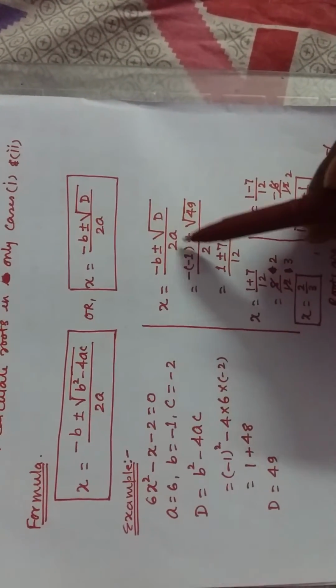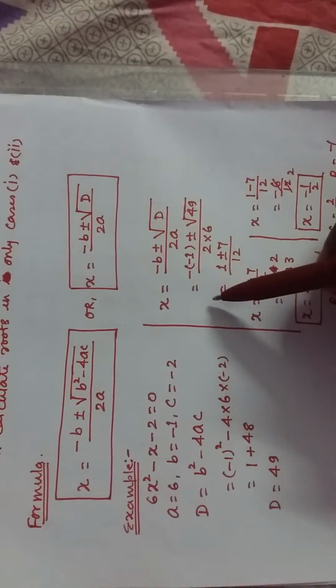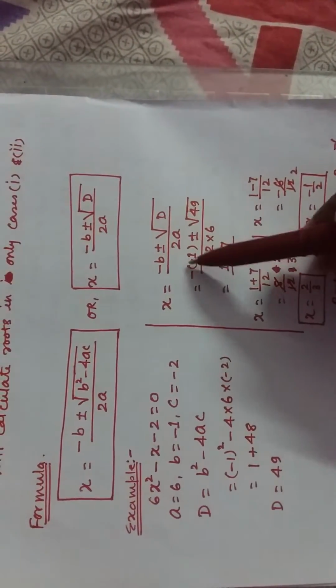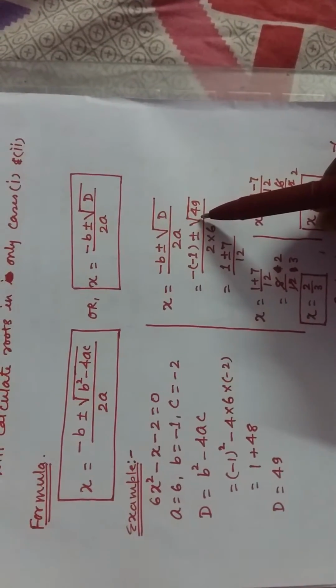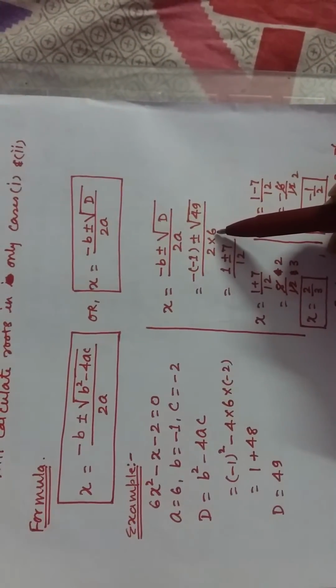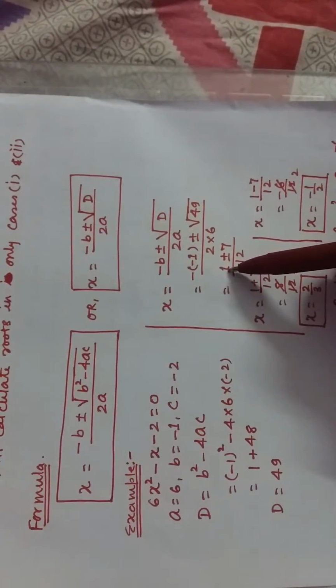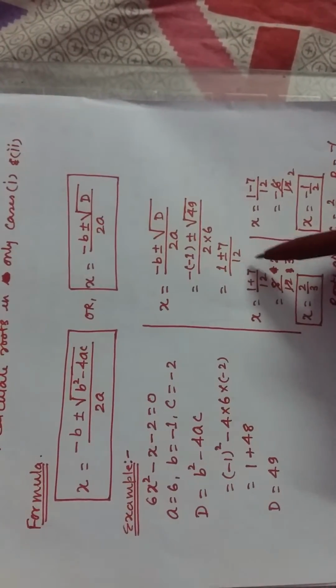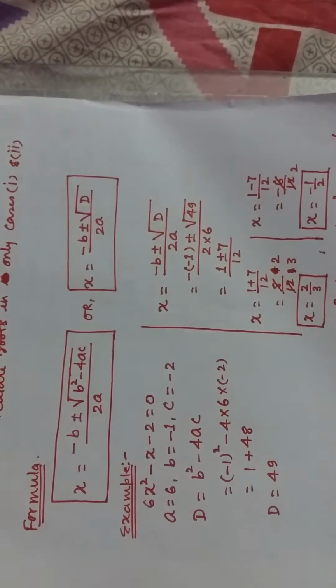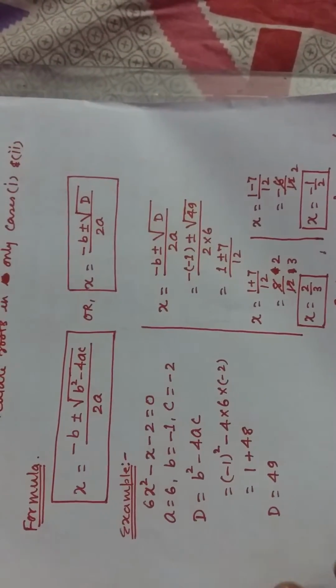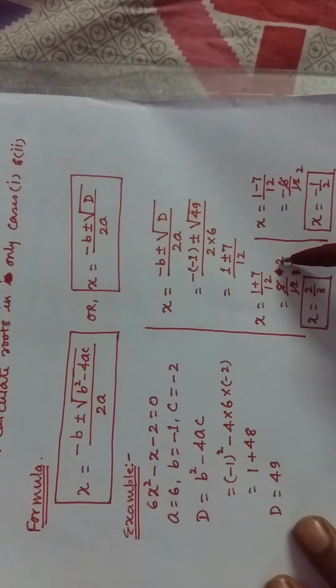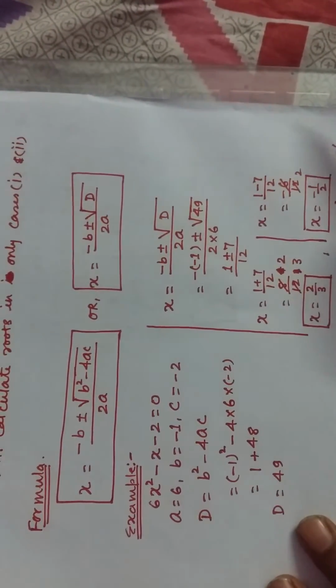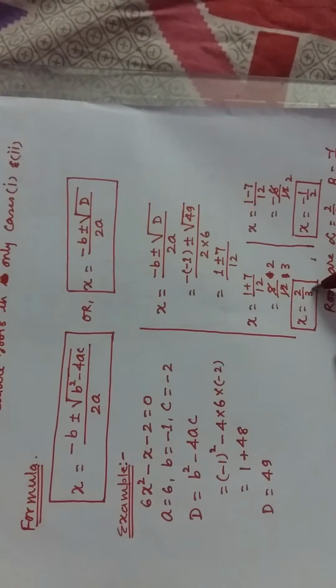Putting the values of D, b and a in the given formula, we get x equals minus of minus 1 plus minus under root 49 divided by 2 into 6. So this becomes 1, and the square root of 49 is 7, and the denominator is 12. So now we have two values of x. One is x equals 1 plus 7 divided by 12, and finally what we get is 8 upon 12, and since in the table of 4 the 8 comes at second place and 12 comes at third place, we get x as 2 upon 3.